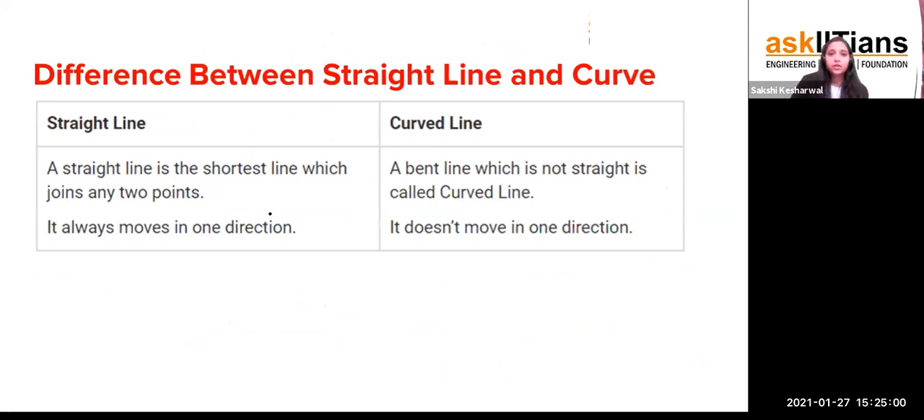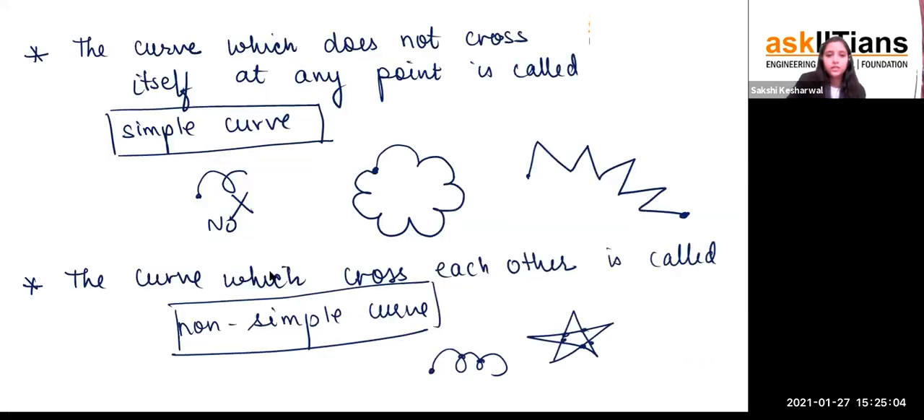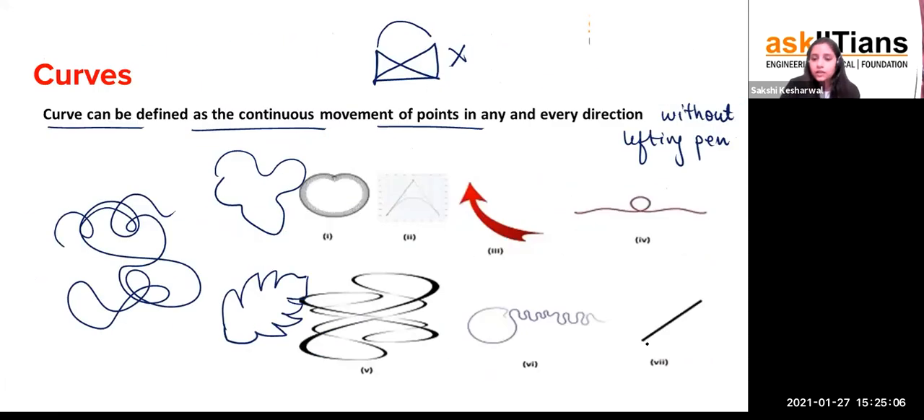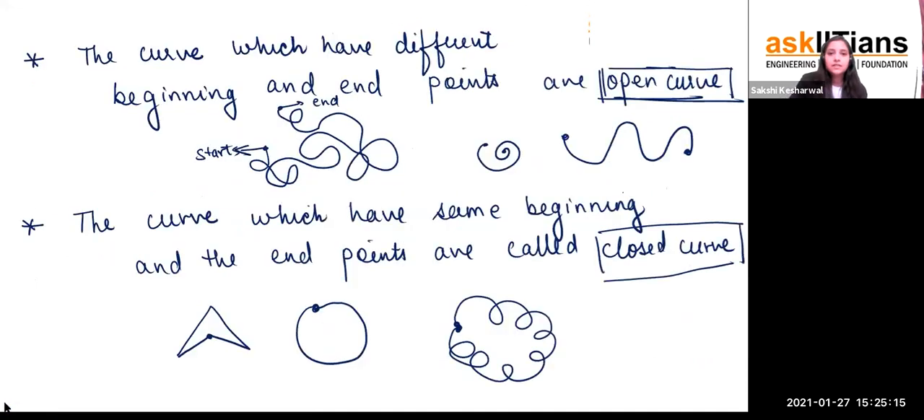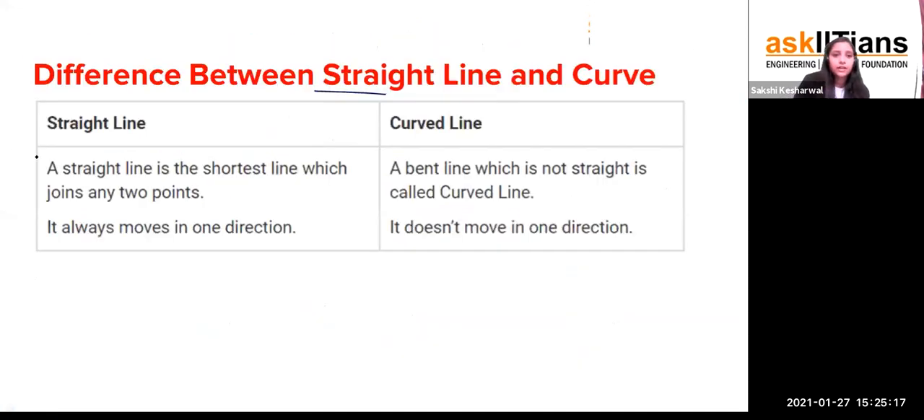Okay, so let's see what is the difference between a straight line and a curve, right? If you see this, this is a figure, this is a straight line. Can a straight line be a curve? Yes, a straight line is a curve also, right? But mathematically, a straight line is the shortest line which can join any 2 points, right? Anything which is bent is like a curve, but a straight line is also a curve, just the shortest distance, right?